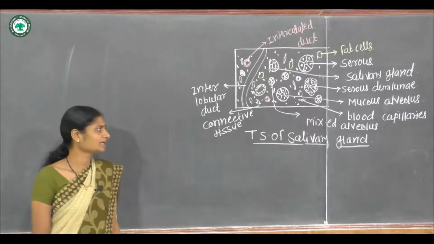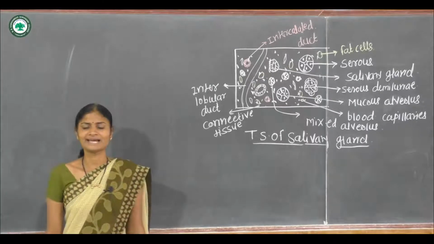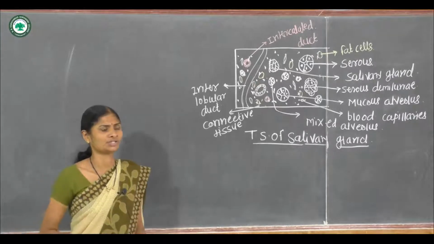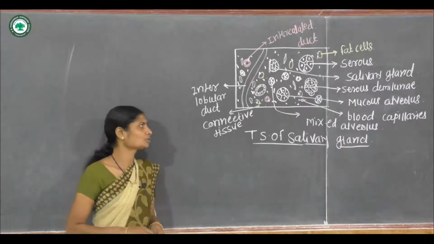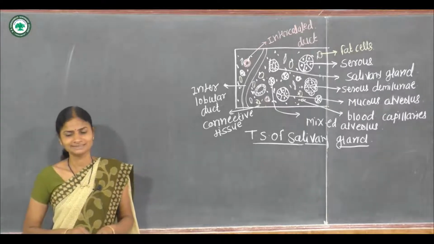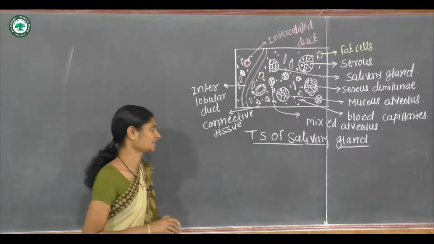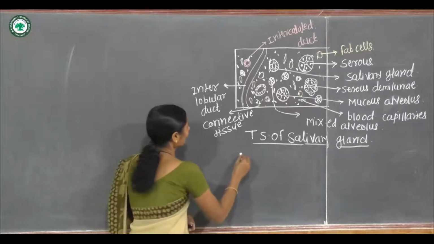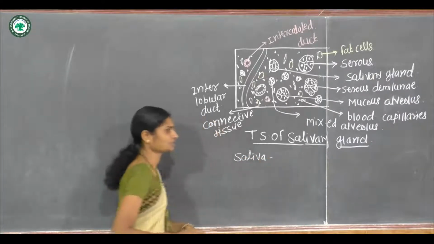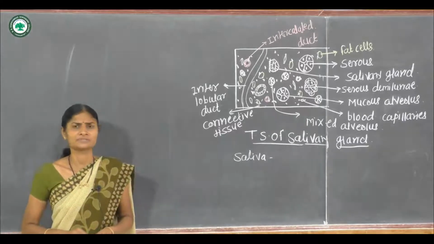Today we learn about the salivary gland. These salivary glands mainly include a glandular structure. It is also called a secretory structure, and this glandular structure mainly secretes saliva. This saliva is watery in secretion and rich in enzymes.